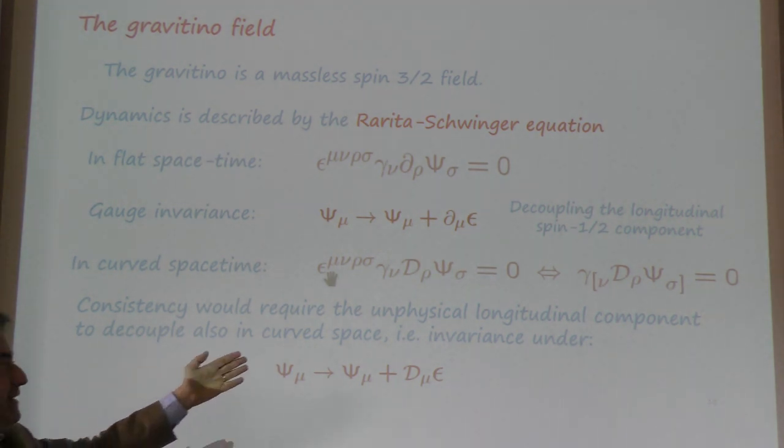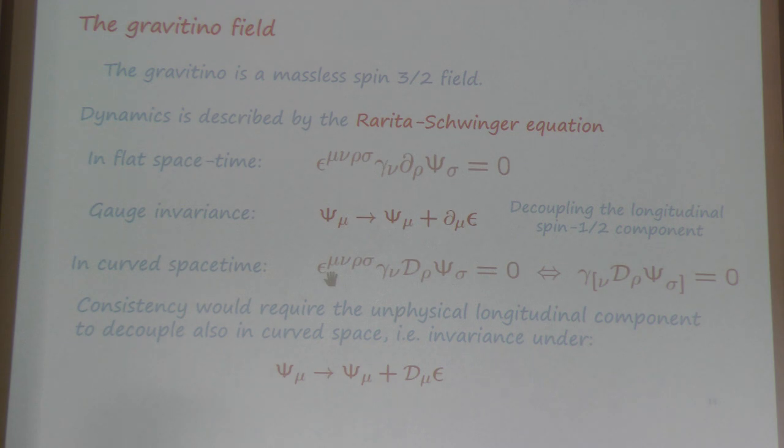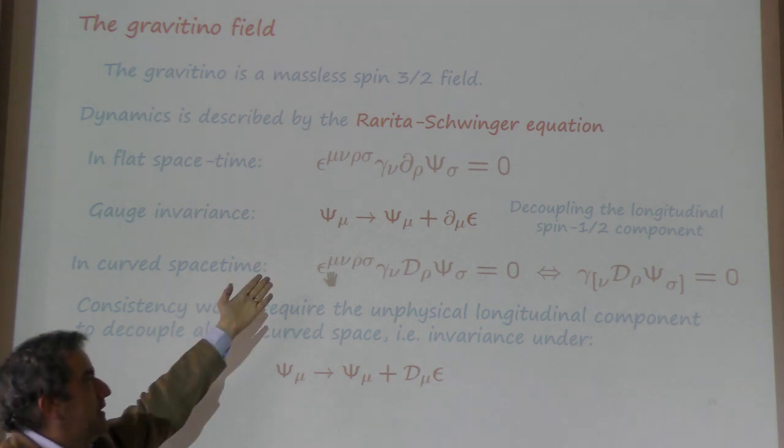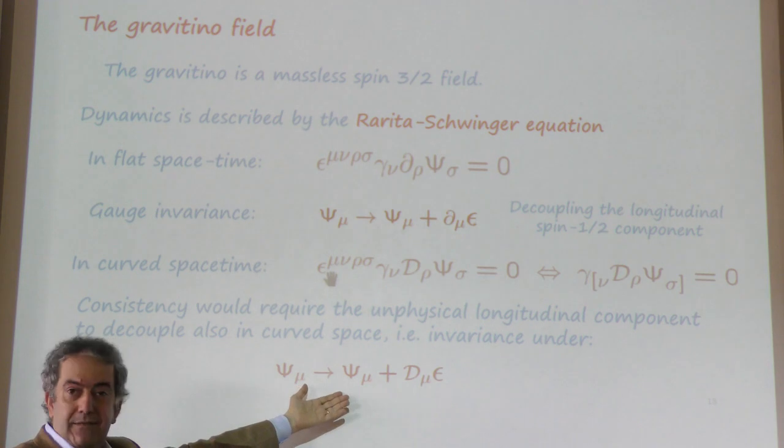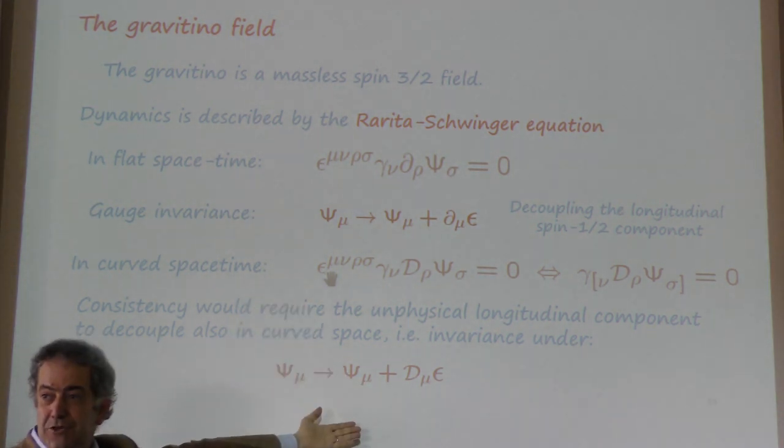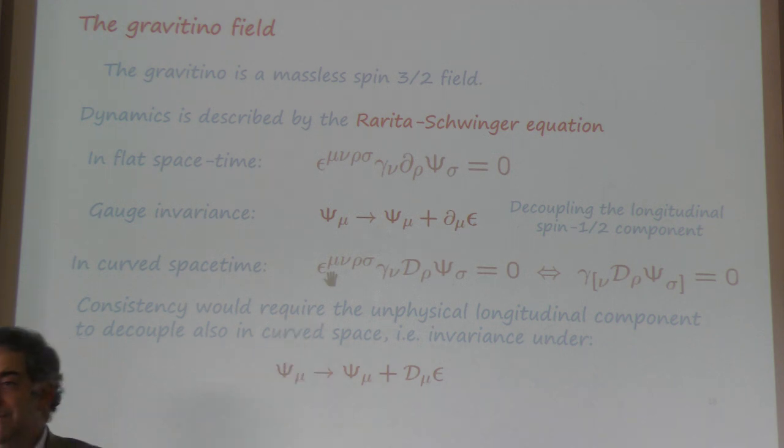Now, consistency would require that the unphysical longitudinal components, as we said, decouple in curved spacetime as well. However, if we covariantize the above gauge transformation by replacing ordinary derivatives by covariant derivatives, which is the only way to covariantize it, you see that this is no longer a symmetry of the equation. Because while this was a symmetry of the Rarita-Schwinger equation, since ordinary partial derivatives commute, covariant derivatives do not commute.